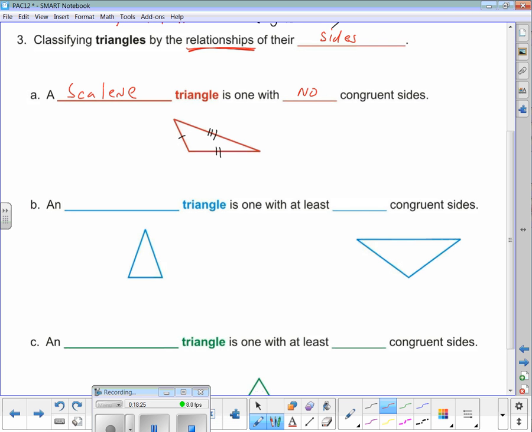Hey, you come across a triangle. We're trying to name it in relationship to its sides. No sides are congruent. Scalene. Okay? I don't care how big it is. I don't care how small it is. If it's a triangle and none of the sides are congruent, scalene.